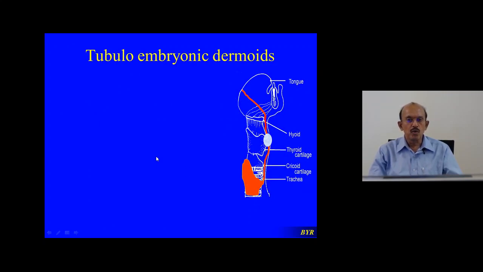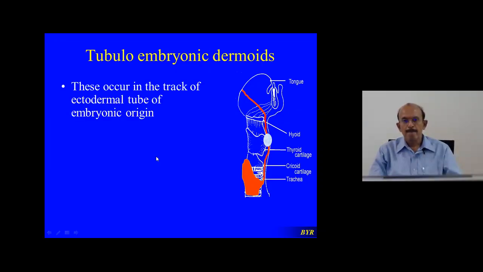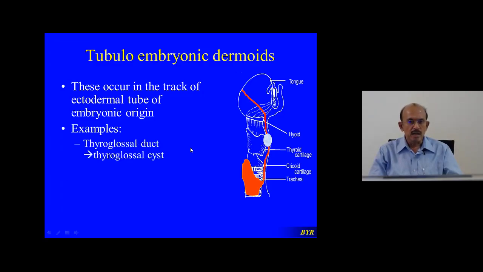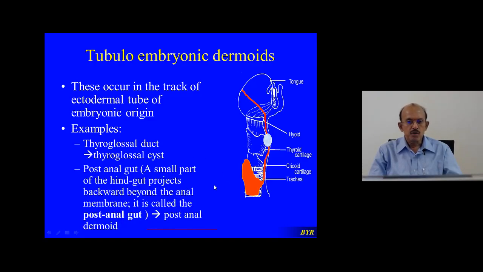Next is the tubulo-embryonic dermoid. These occur in the tract of ectodermal tube of embryonic origin. Examples: thyroglossal duct producing thyroglossal cyst, postanal gut, a small part of the hindgut projects backwards beyond the anal membrane. It is called the postanal gut, and from there the postanal dermoid can develop.